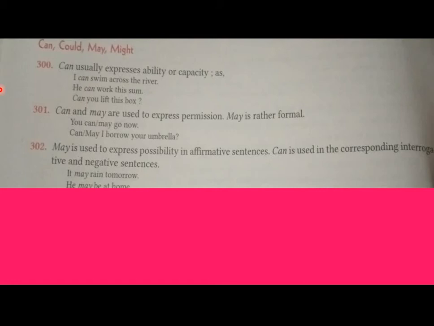Can you lift this book? It's something like that. Can and may are used to express permission. May is rather formal. So you can go now, or you may go now. May is a formal word and can is used by everybody to express permission, to express giving permission or asking permission.